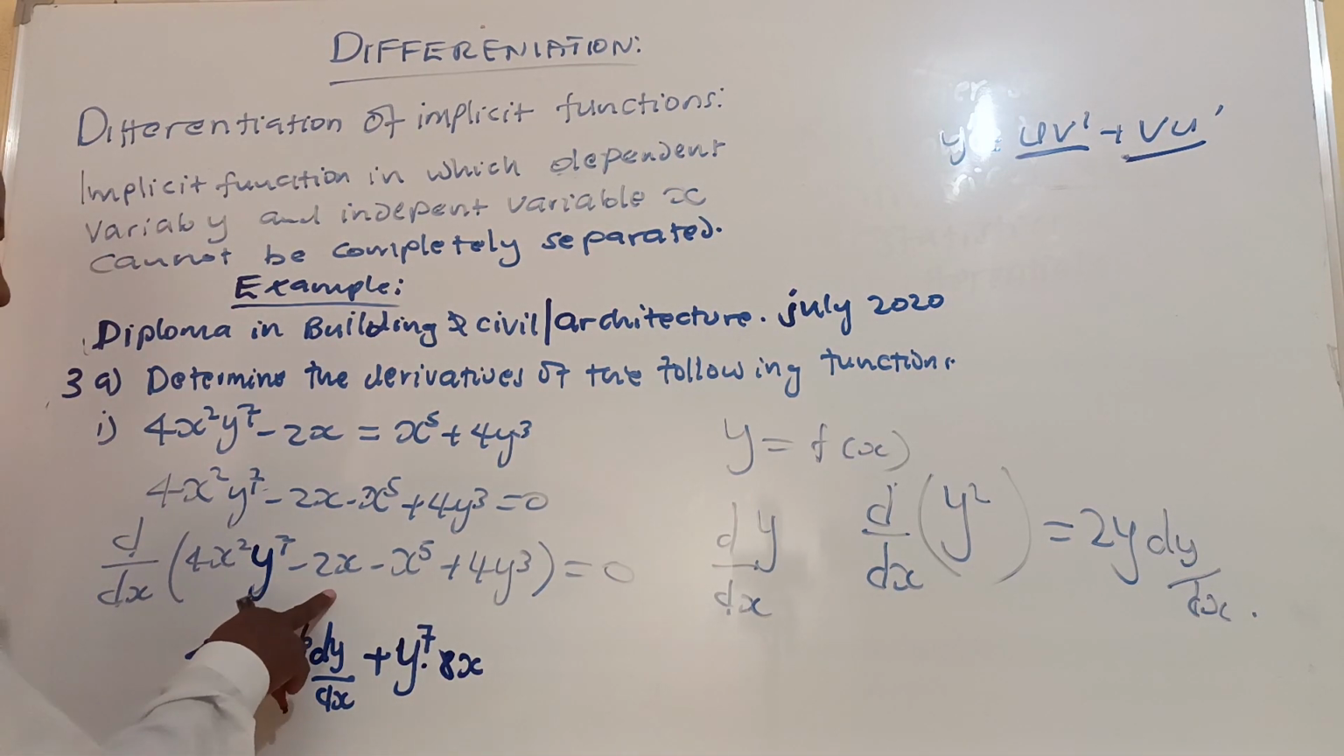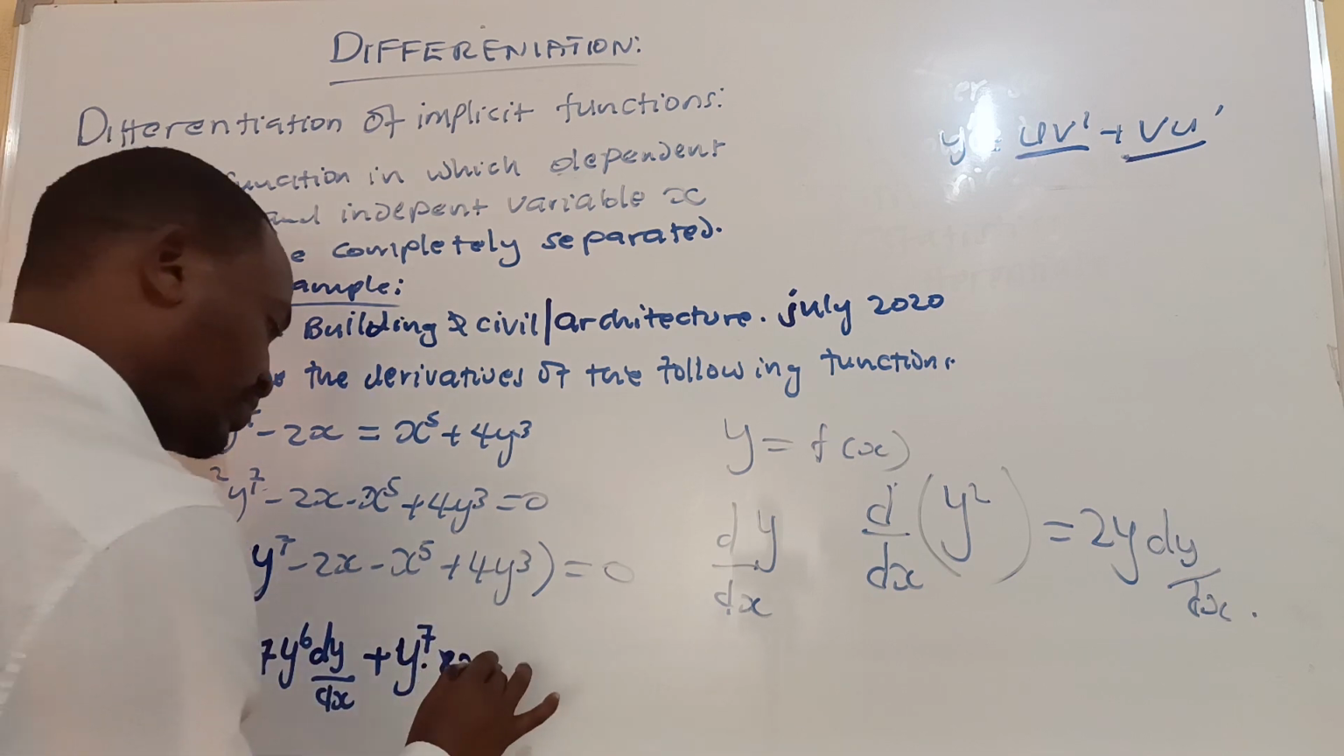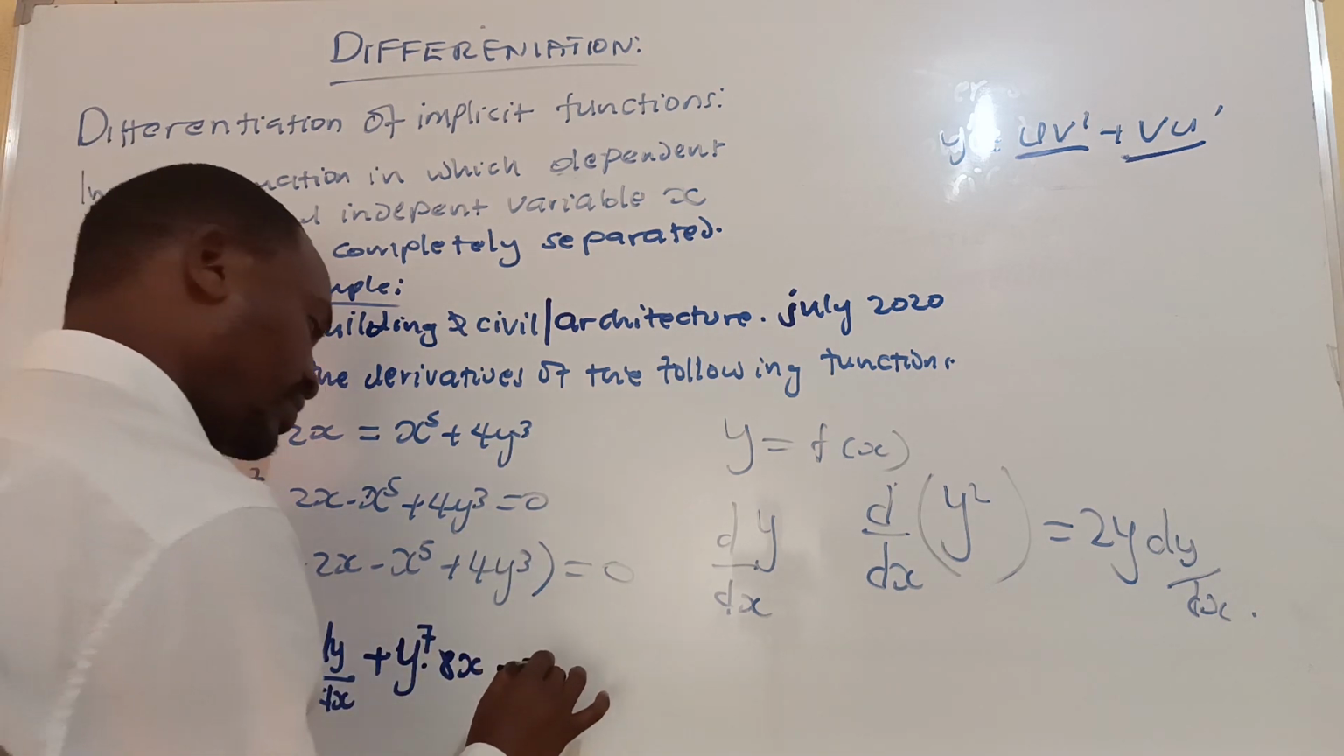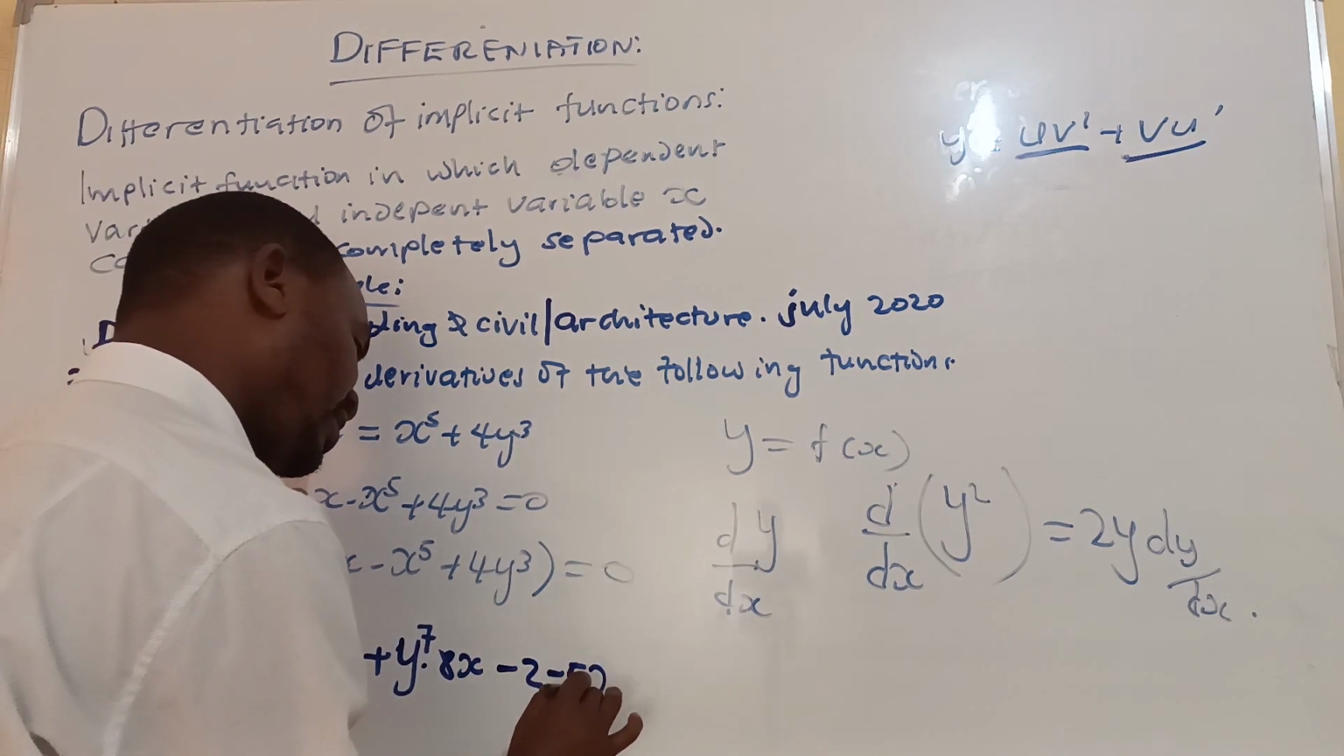Then next is this part. This is only one term, so we just differentiate directly with respect to x. So it will be minus 2. We differentiate the next term with respect to x. It will be minus 5x power 4.